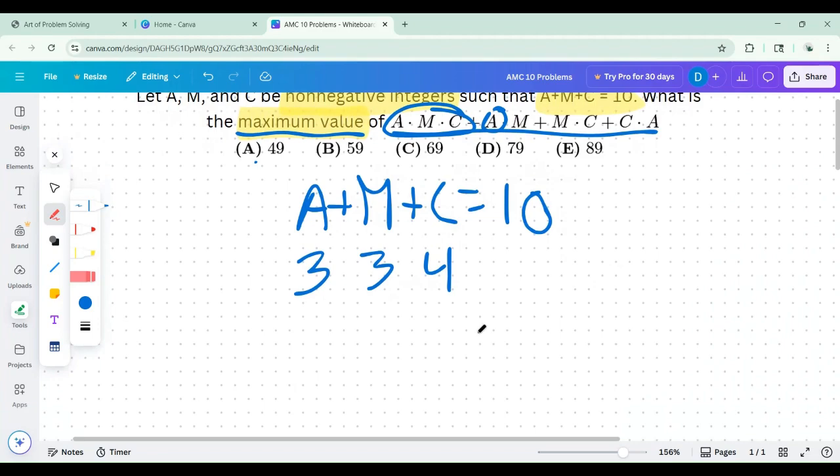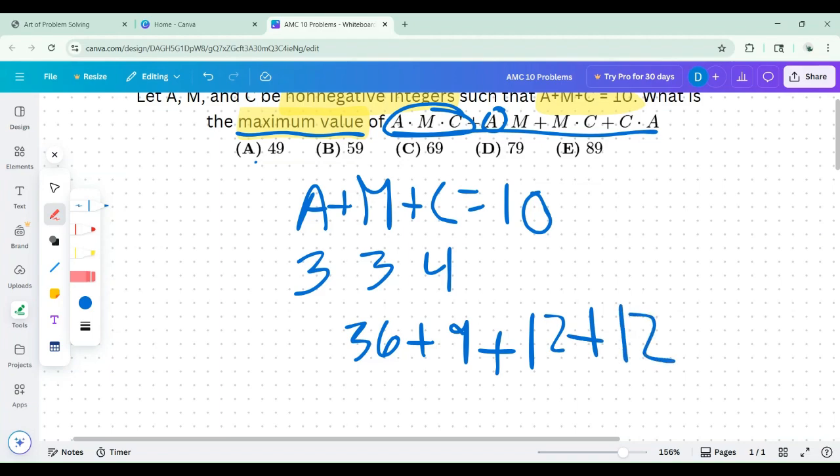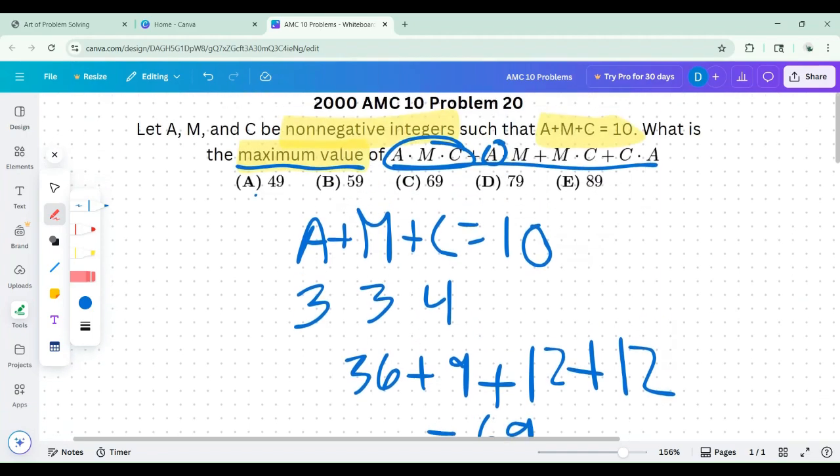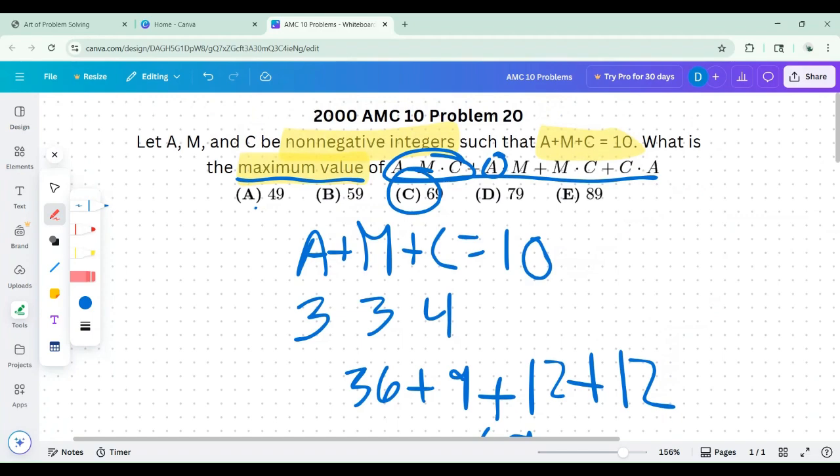And we get 3 times 3 times 4, it's 36, plus a times m, 3 times 3 is 9, and m times c, which is 3 times 4, 12, and c times a, which is another 12. And we get a sum of 69. And that's answer choice C.